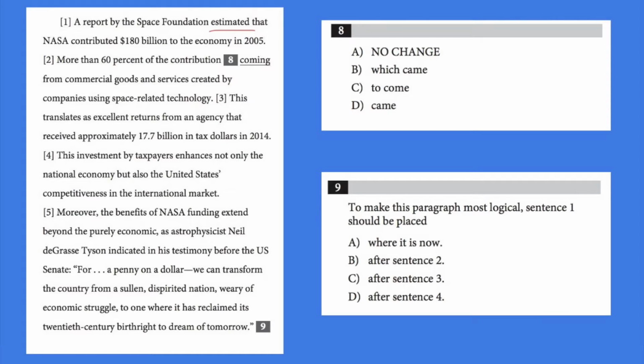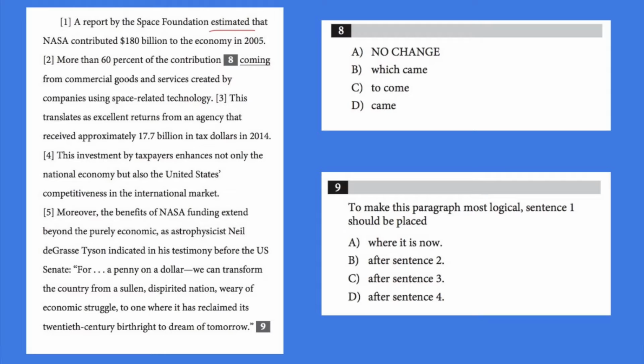Moreover, the benefits of NASA funding extend beyond the purely economic, as astrophysicist Neil deGrasse Tyson indicated in his testimony before the U.S. Senate. For a penny on a dollar, we can transform the country from a sullen, dispirited nation, weary of economic struggle, to one where it has reclaimed its 20th century birthright to dream of tomorrow.